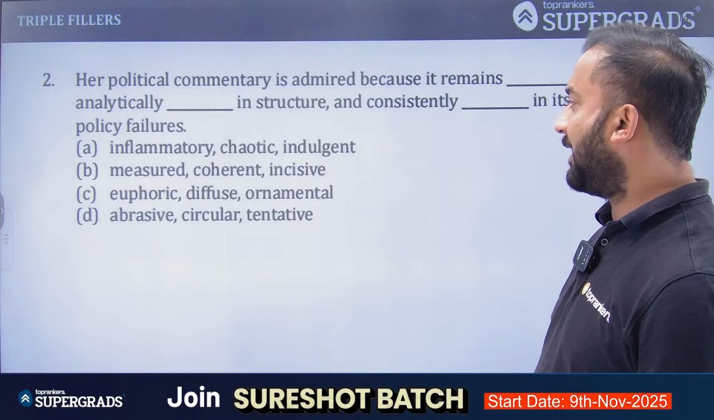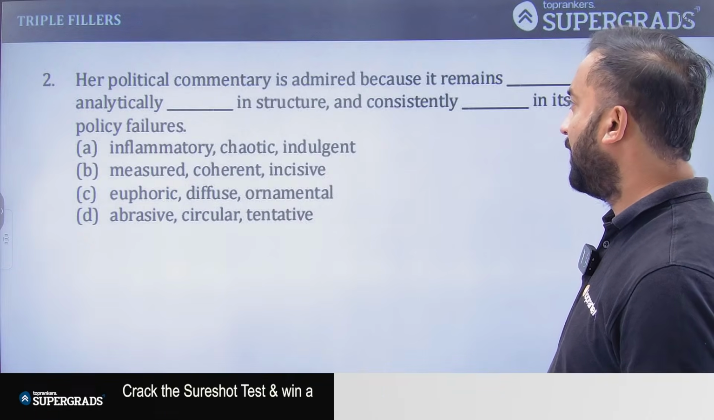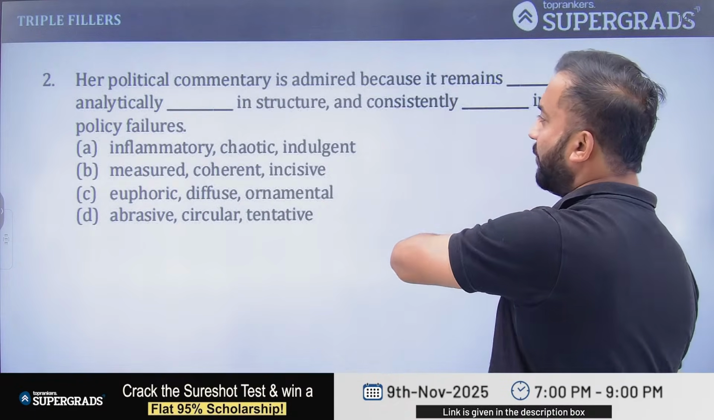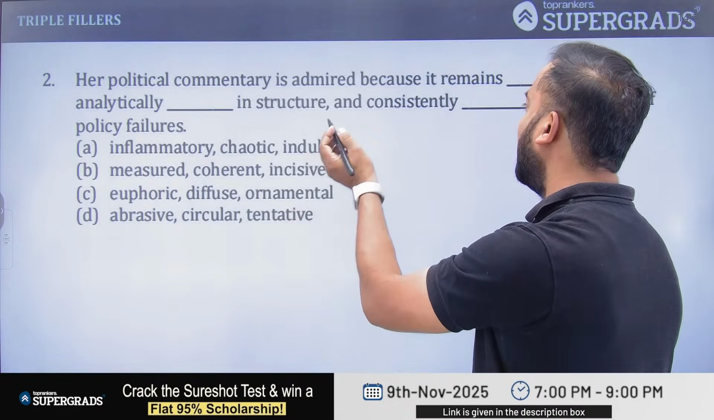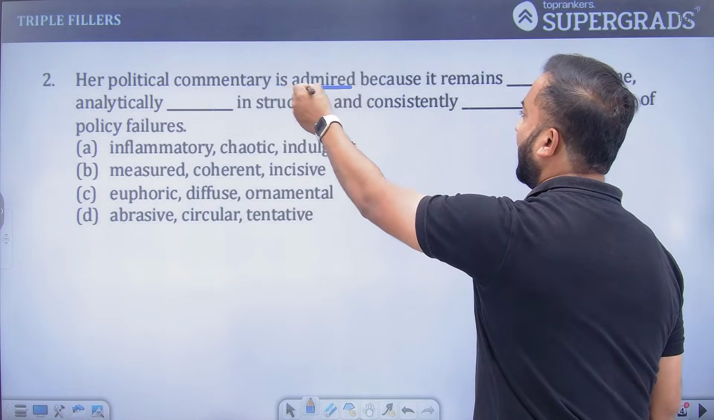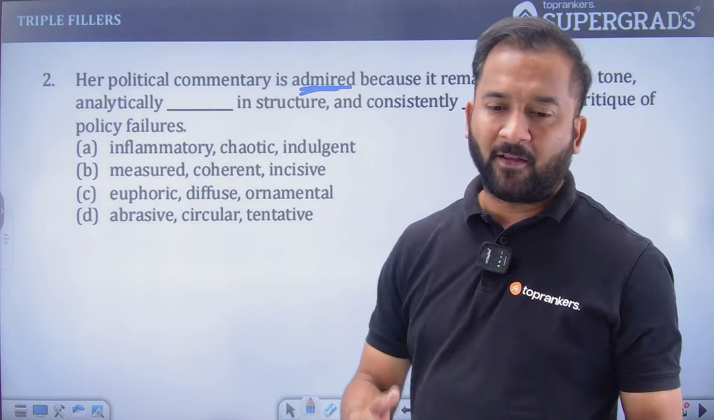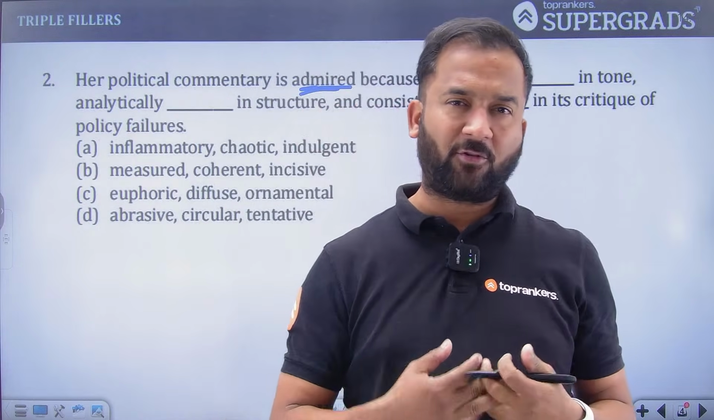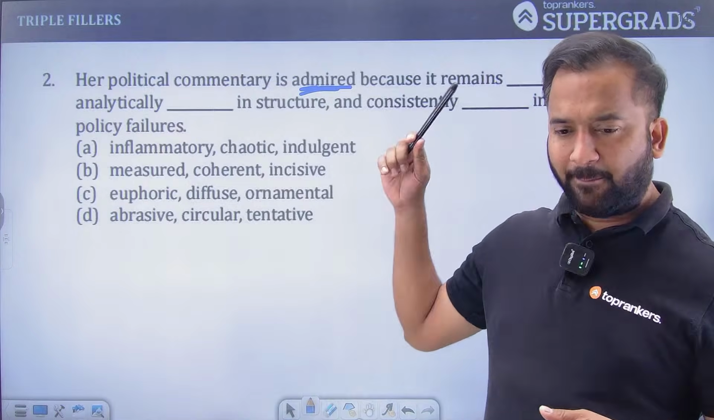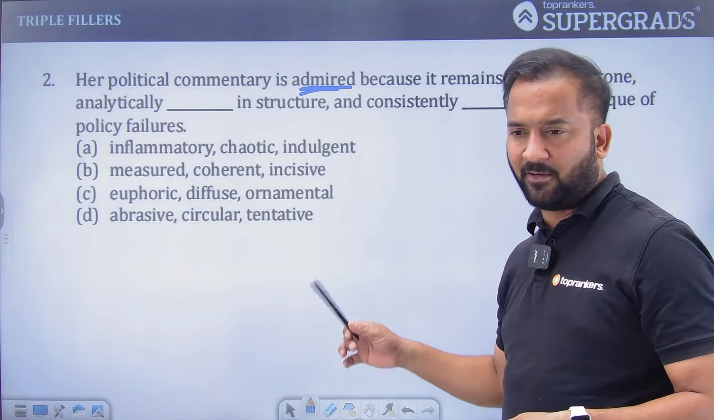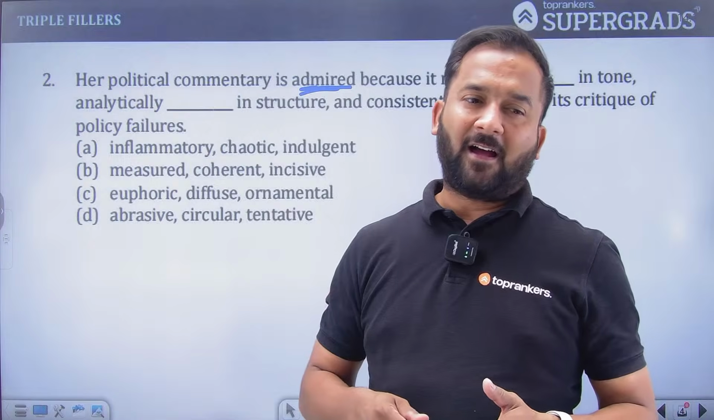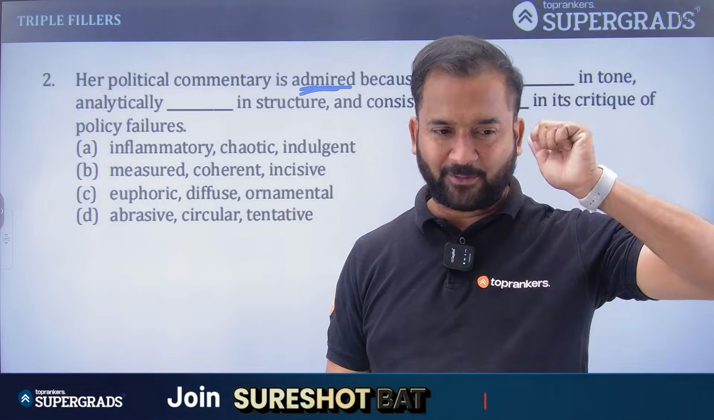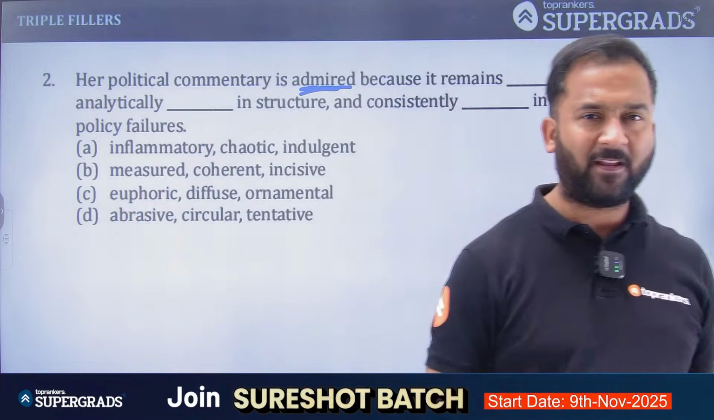Let's see if you can crack this question. Her political commentary is admired because it remains dash in tone, analytically dash in structure. Something that is being admired, so you need some positive words, you need ideal words. If you're admiring something, what words should there be? If you can identify that, I'm pretty sure that will help you. Hi Manthan, I hope you're doing well, and you promised that you'd attend the session today. That's good to see. Here's your question number 2.